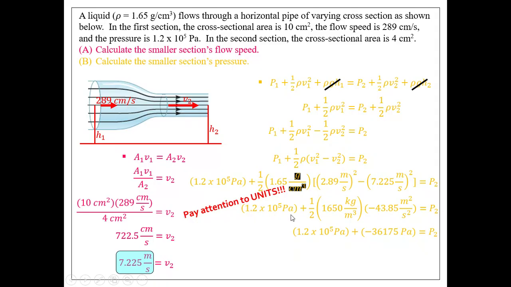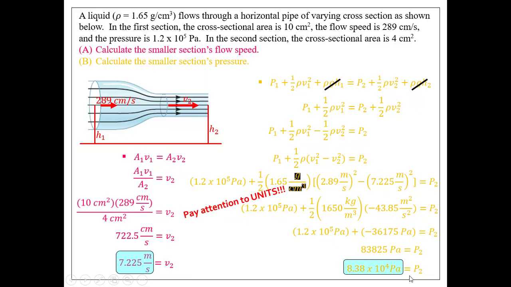So if you do that correctly, if you simplify your work, the 1.2 times 10 to the 5th Pascal stays, and then the 1/2 times 1,650 times negative 43.85 will give you a negative value of 36175. And this is negative because this is 2.89 square minus a bigger number square, so that's going to give you a negative number. So if you simplify this on your calculator correctly, you should get a value of about 83,825 Pascal. Or if you want, you can convert this into scientific notation. So here I'm just going to round it to about 8.38 times 10 to the 4 Pascal.